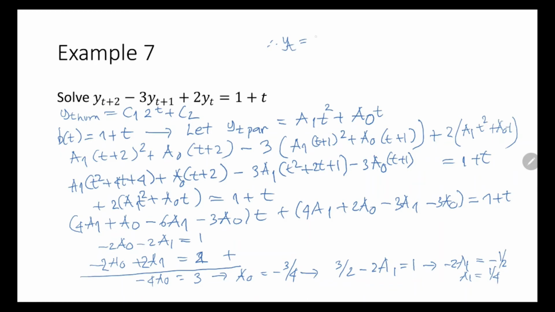Altogether, the solution will be equal to the homogeneous solution, and then plus the particular solution, which is 1/4 t squared minus 3/4 t. Okay, so that's about the difference equations with variable term.